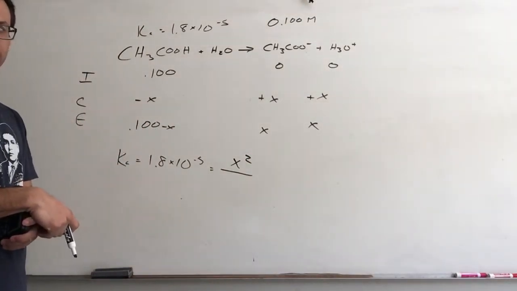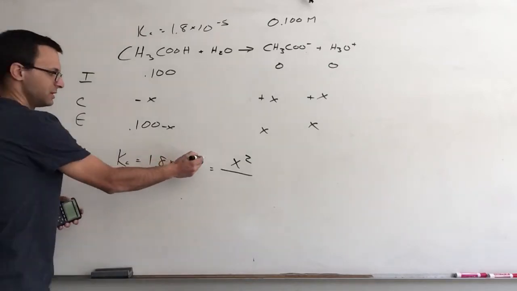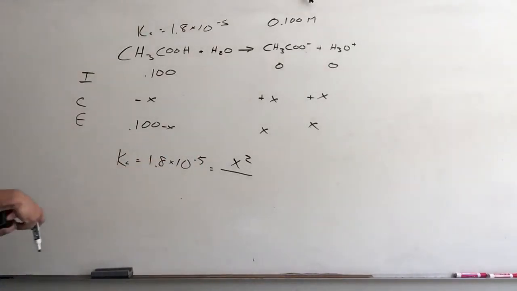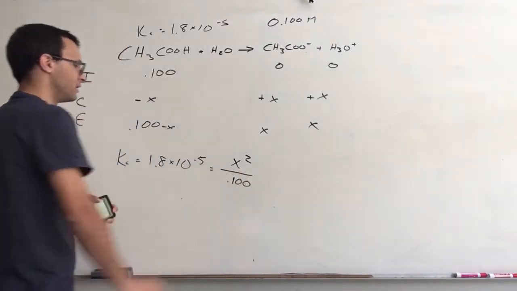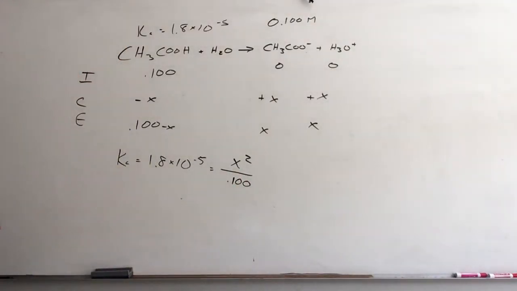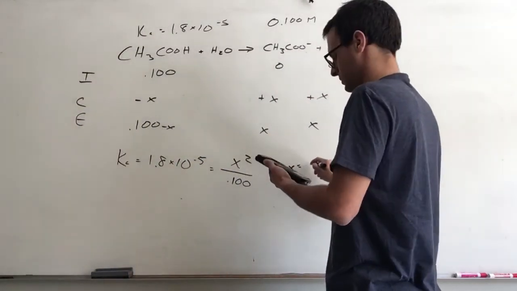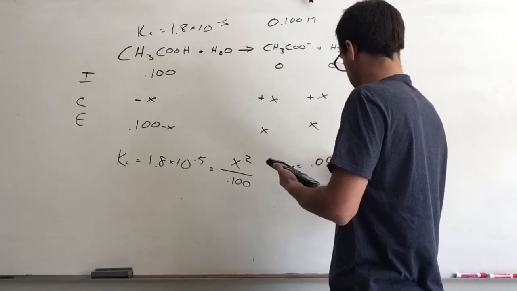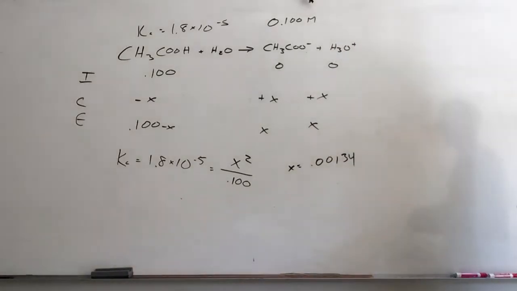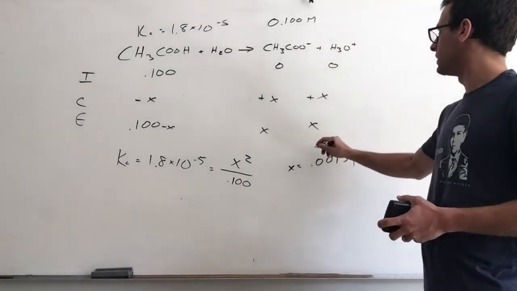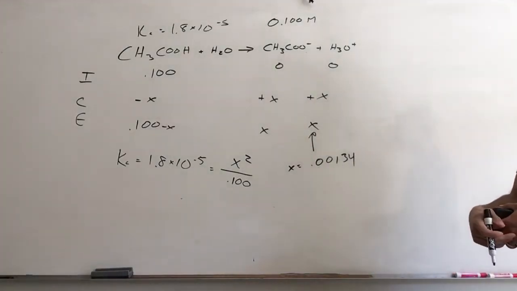Instead of solving this with the quadratic, we're going to make the assumption, due to the small Ka value, that x is small. So you can just put it over 0.1 and ignore the x. And if you solve for x in this case, you end up with an x value of 0.00134.